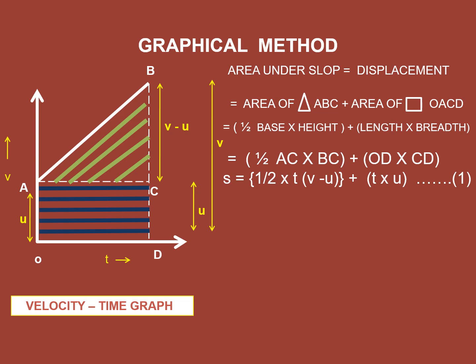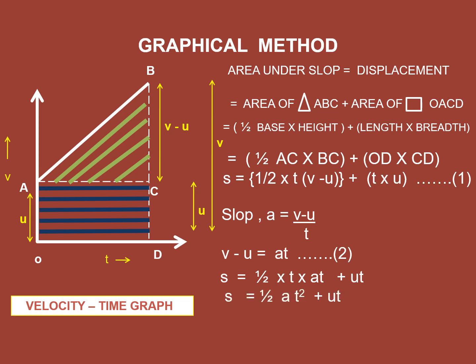Again, from the formula of slope, we get v minus u equal to at. Placing this value in equation 1, s equals to half t into at plus ut, or s equals to half at square plus ut. Rearranging, we get s equals to ut plus half at square. This is our second equation of motion.